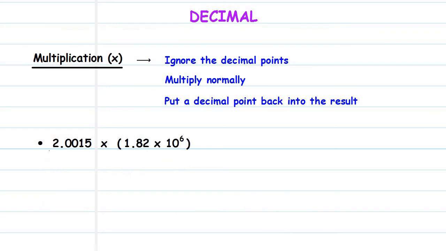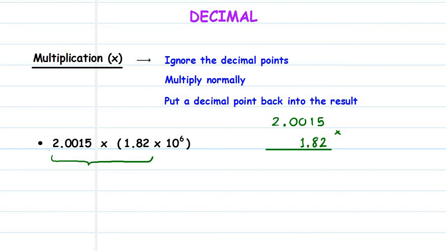Now let's try 2.0015 times 1.82 times 10 to the power of 6. We will try to take care of this part first. So let's write down 2.0015 times 1.82.